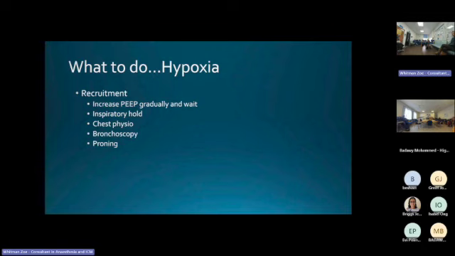Okay. If you can't find an easily reversible cause, then sometimes they need some recruitment, and there's different ways of doing it. One is to increase the PEEP gradually and just give time. It will take several hours. But you can increase it a bit, see whether it's made a difference. If it hasn't, you don't need to have a lot of patience for that.